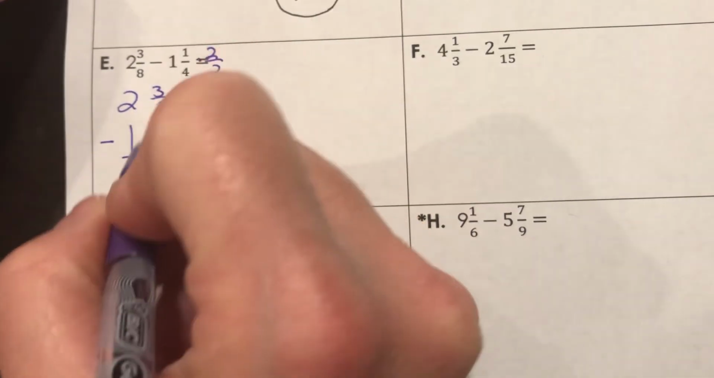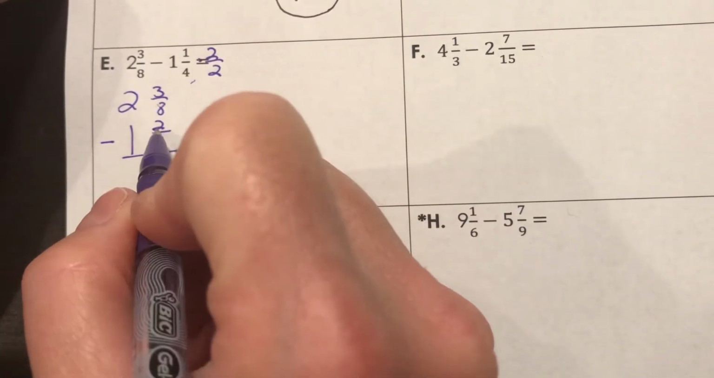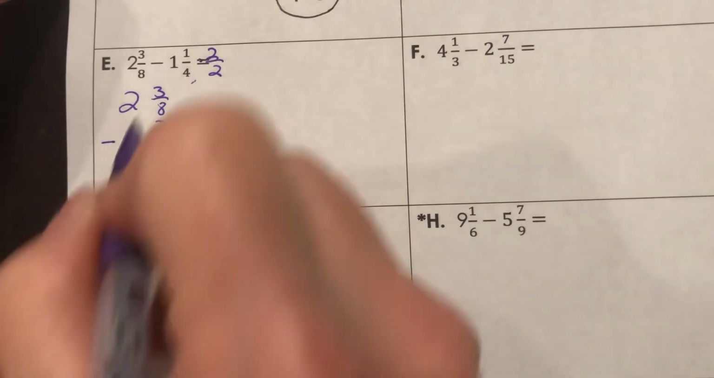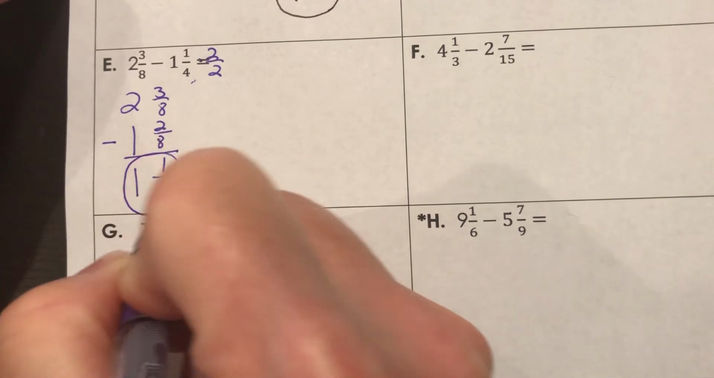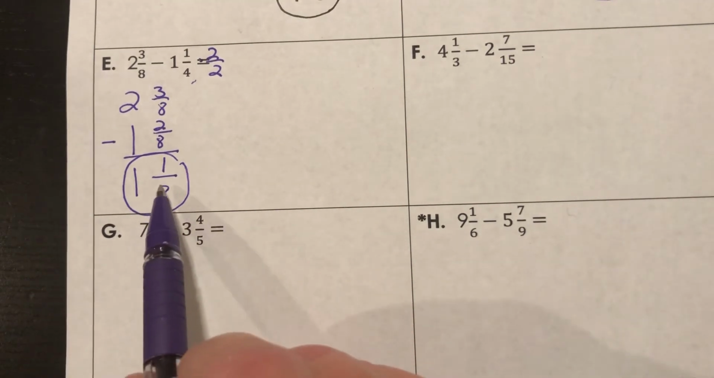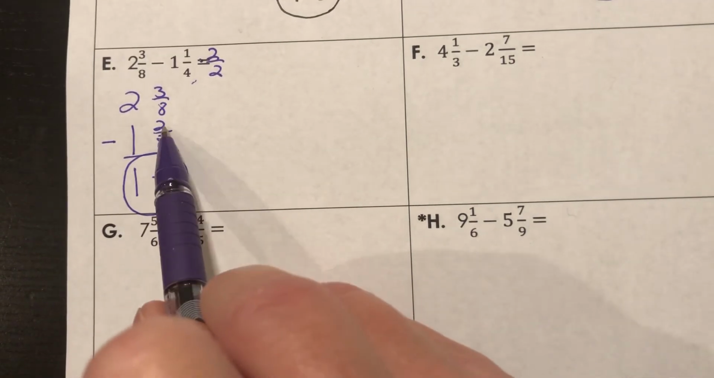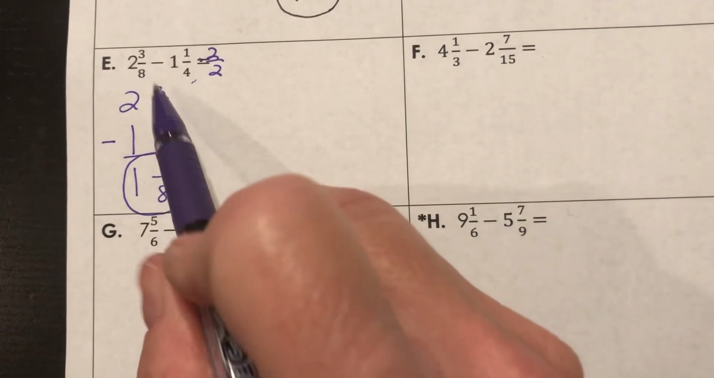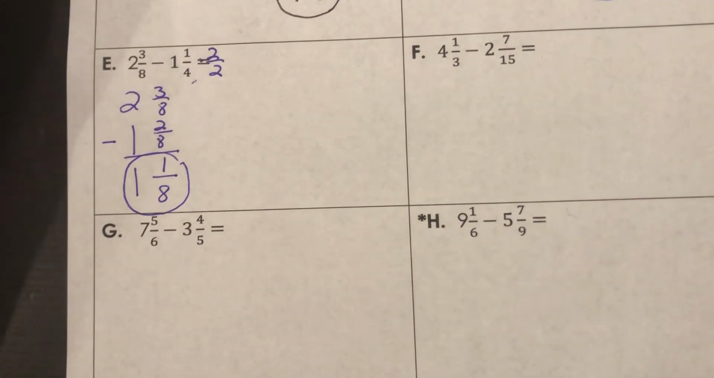All right, so in here, I can do 3 minus 2. That's nice. 3 minus 2 is 1, and then my denominator stays the same, and 2 minus 1 is 1. So 1 and 1/8 is what you should have. All right, and what's kind of nice, you can check your work: 1 and 1/8 plus 1 and 2/8 is 2 and 3/8. 1 plus 1 is 2, 1/8 plus 2/8 is 3/8. Yep, so we know that we're right.